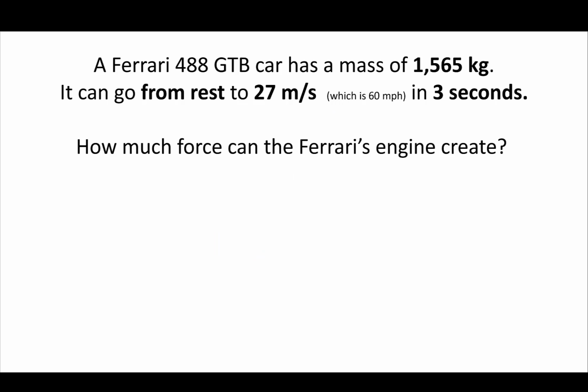Example number 2. A Ferrari 488 GTB car has a mass of 1,565 kilograms. It can go from rest to 27 meters per second in 3 seconds. This is like 60 miles per hour. I looked this up. These are real numbers. So how much force can a Ferrari engine create? Well, we'll look at our formula, which says that force times time equals final momentum minus initial momentum. So we'll just plug in these numbers.